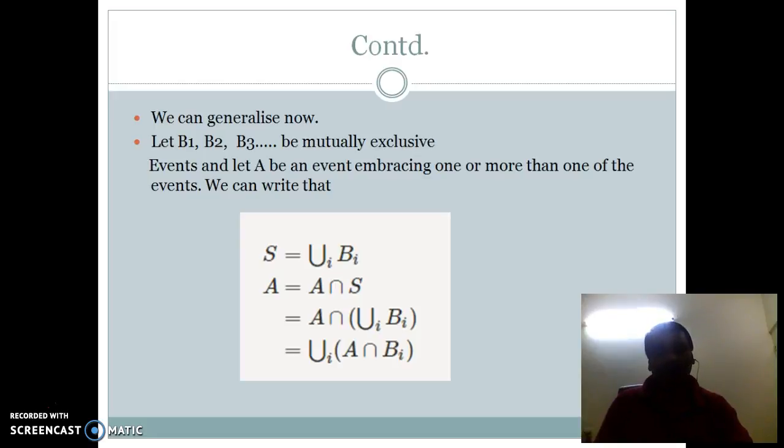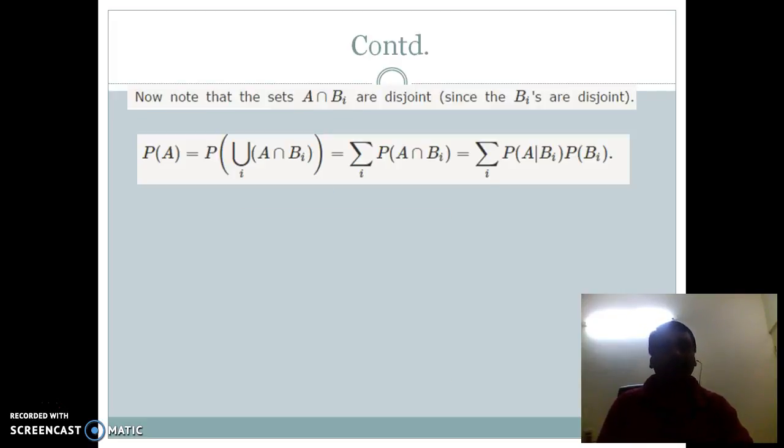A can be written as A is equal to A intersection capital S. That is equal to A intersection union of Bi, which is equal to union of A intersection Bi. Now note that the sets A intersection Bi are disjoint, since the Bi's are disjoint.